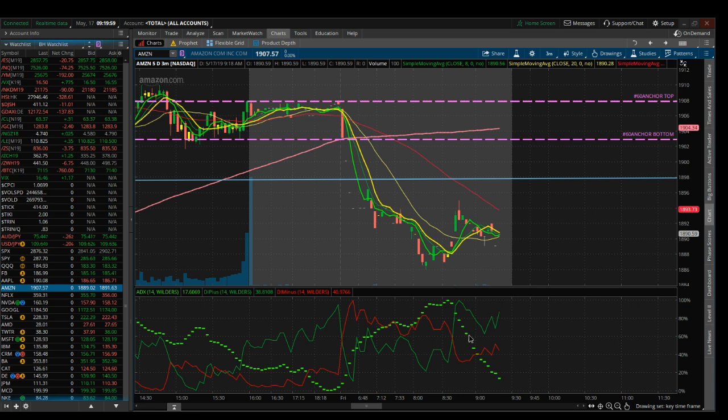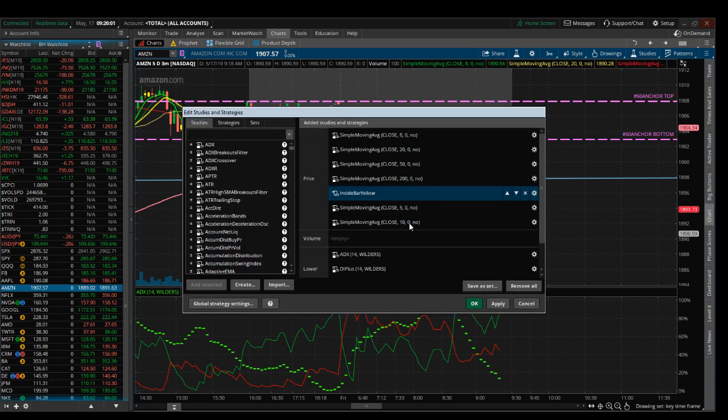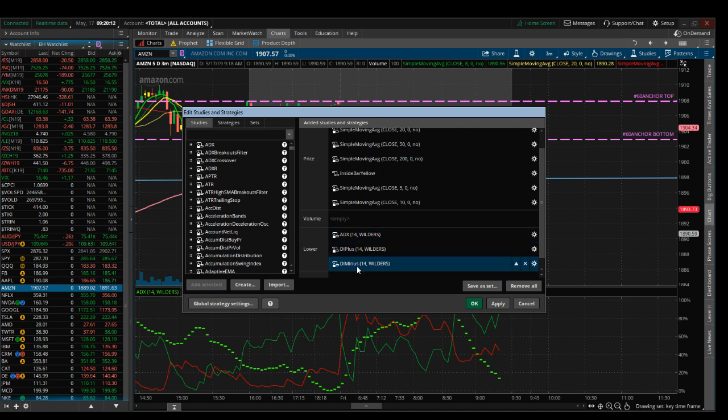window, and then we'll go edit studies. Okay, so there's the edit studies. I don't have to pull anything up because it's all default. So here you'll see all I've done is I've added the DI plus, the DI minus, and the ADX into the lower bar, all in one thing. You can pop them out if you wanted to.